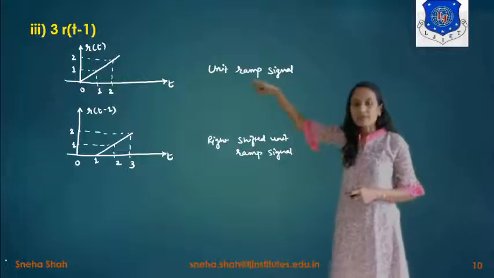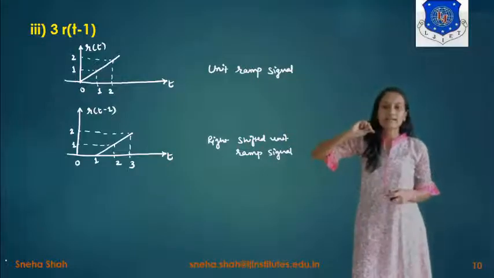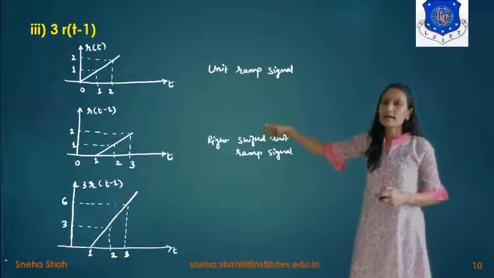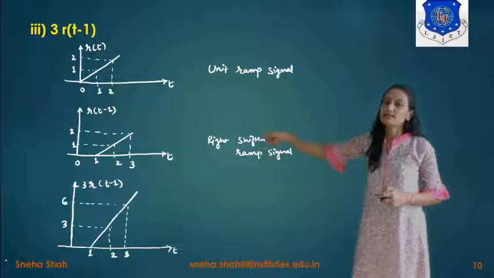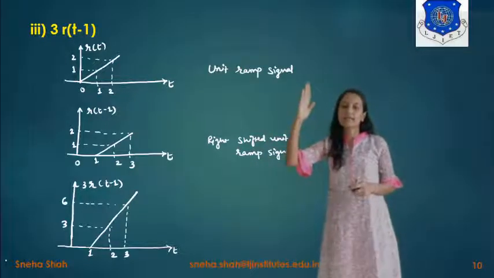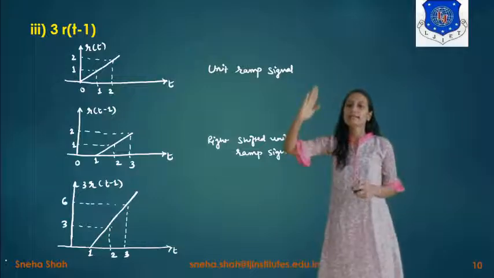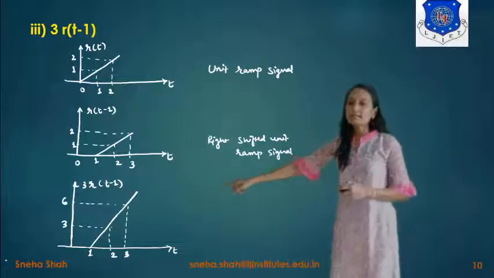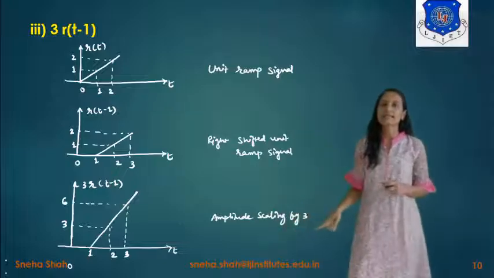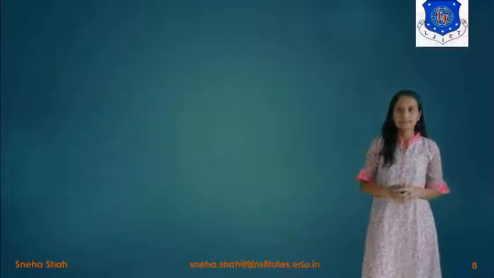Now this r of t minus 1 will be multiplied by a factor of 3. So we have to multiply this signal by an amplitude of 3. So 1 into 3 means 3, and 2 into 3 means 6. So its amplitude will increase, so its slope will be steeper. So this one is the final answer of 3 r of t minus 1 after amplitude scaling by a factor of 3.